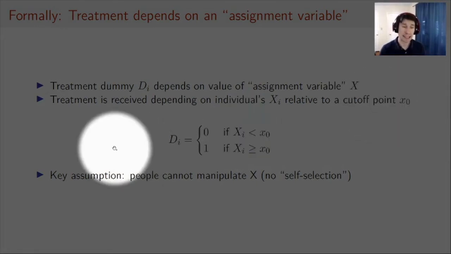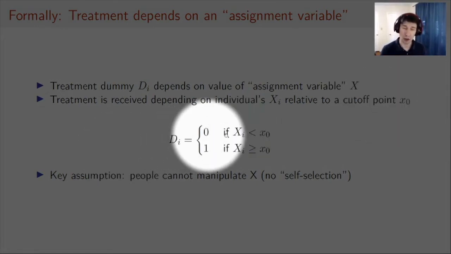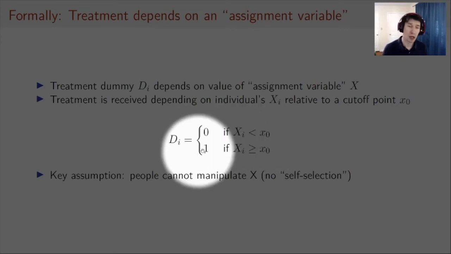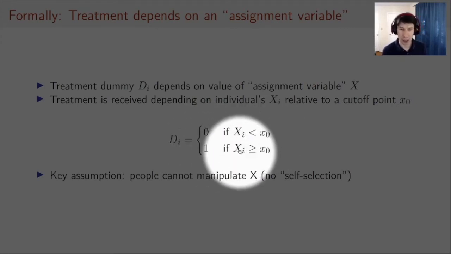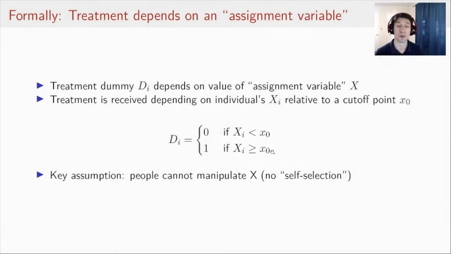And so D is equal to 0, you don't get the treatment, if your x is less than x0, and it's equal to 1, you do get the treatment, if your x is greater or equal to x0. There is a key assumption behind that, and that key assumption is that people cannot manipulate their x. There is no self-selection because you want to be a part of the treatment group or not.